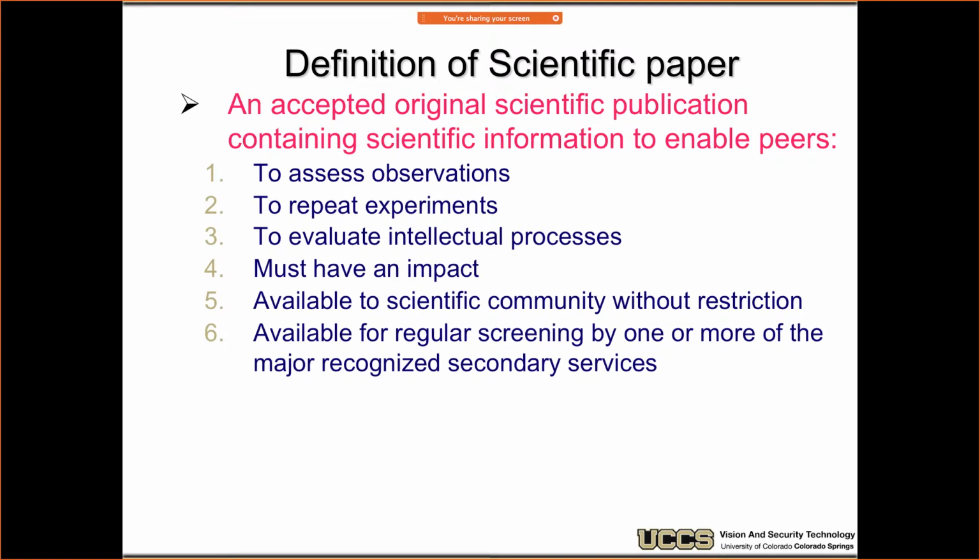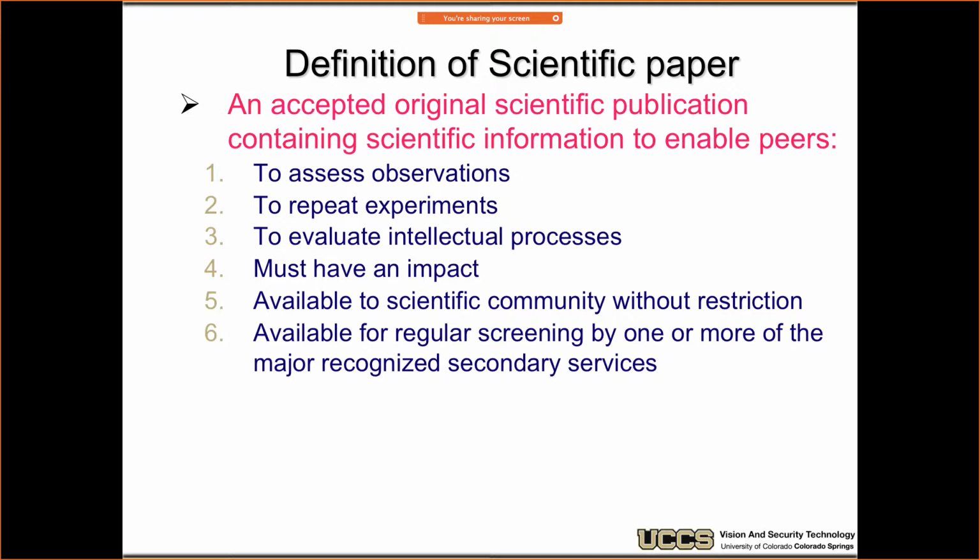So, our goals when you're reading a scientific paper, right, are to assess the observations, be able to repeat the experiments, and to evaluate the intellectual process. How is this paper doing things so that I can try and build on it? In my view, it must have an impact. If I have a research paper that goes out and no one ever reads it, no one ever cites it, it's not really good, it's not a scientific paper. Right? It's published, it might have these other things, but no one cares enough to verify it.